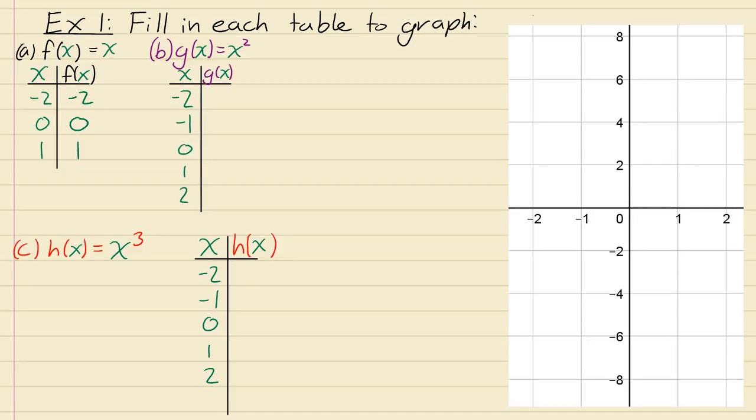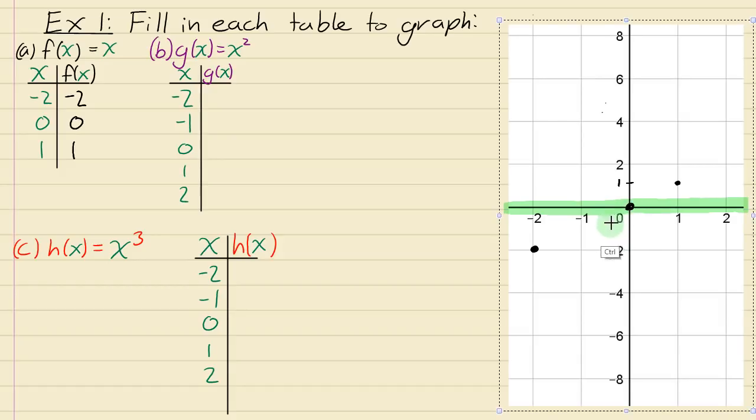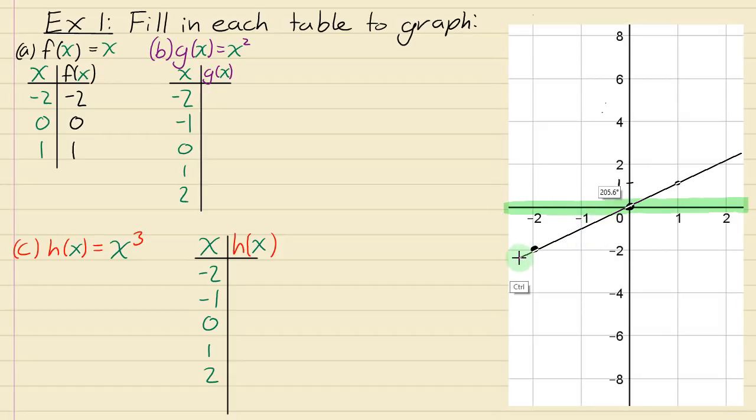So this is just a graph where the x and the y are always equal to each other. We've got negative 2, negative 2 here. The x represents the input with all of these, and the y coordinate represents the output. We've got 0, 0 right there. 1, 1 is right here. If you draw a line that goes through those points, that is a graph of f of x equals x.